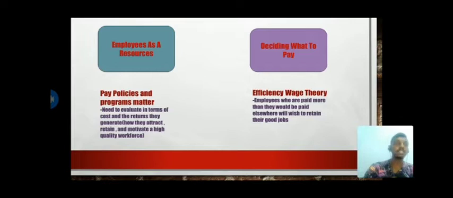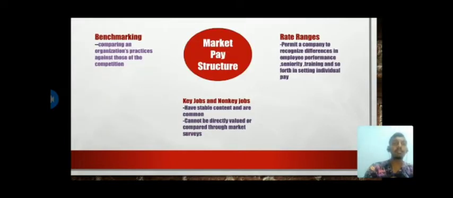The third is deciding what to pay. In deciding what to pay, we have one part, which is efficiency wage theory. Efficiency wage theory says that employees who are paid more than they would be paid elsewhere will wish to retain their good job. And the last is market pay structure.